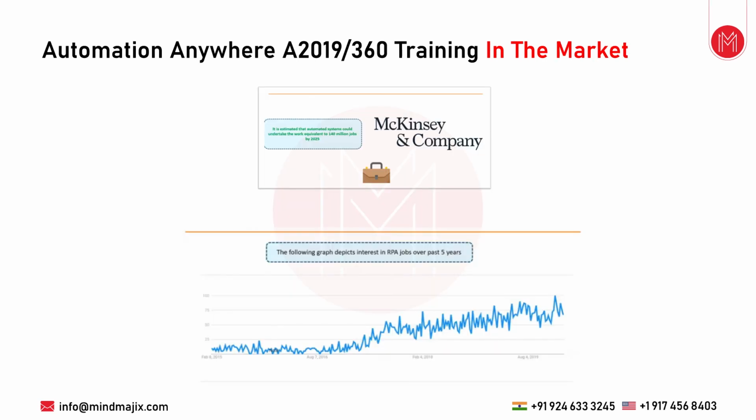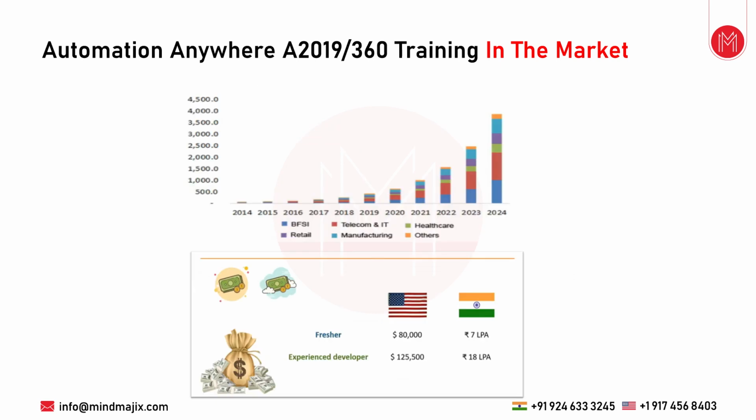Now coming to next slide, from Google you can see that the demand for this Automation Anywhere A2019, it is estimated that automated systems could undertake the work equivalent to 140 million jobs by 2025. So it is in heavy demand. This is the graph for RPA jobs over last 5 years. Initially the requirement was very less, and then slowly from 2016 it started going up and up and up, and it will go up only.